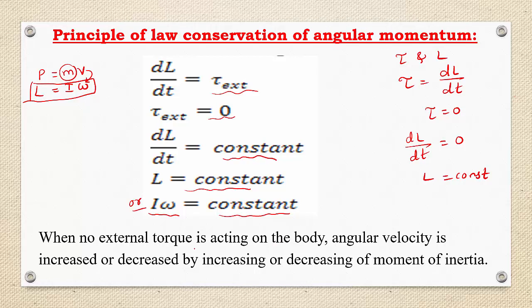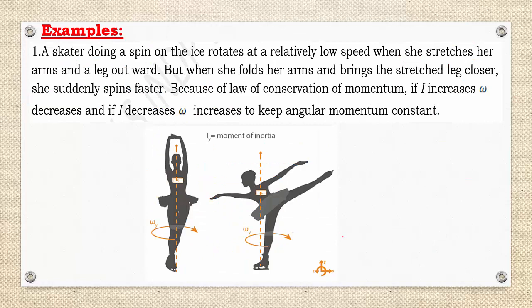So what does it indicate? When no external torque is acting on a body, meaning the torque equals 0, then angular velocity is increased or decreased by decreasing or increasing the moment of inertia. When the torque is 0, omega is increasing or decreasing depending on the decrease or increase of moment of inertia. So this is all about the law of conservation of angular momentum. Then I will give you some examples.